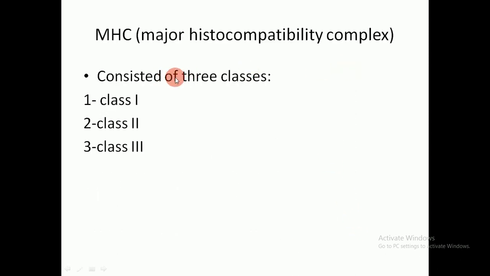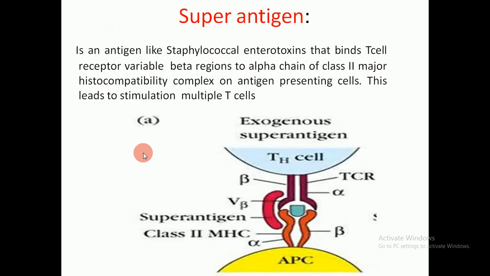The MHC consists of three classes: class 1, class 2, and class 3. The superantigen: what is a superantigen? It is an antigen like staphylococcal enterotoxin that binds the T cell receptor variable beta region to the alpha chain of a class 2 major histocompatibility complex on the antigen presenting cell. This leads to stimulation of multiple T cells.